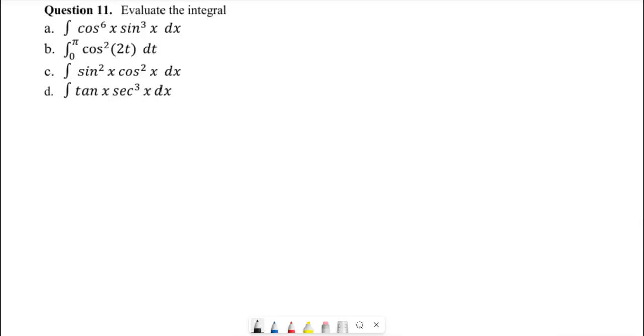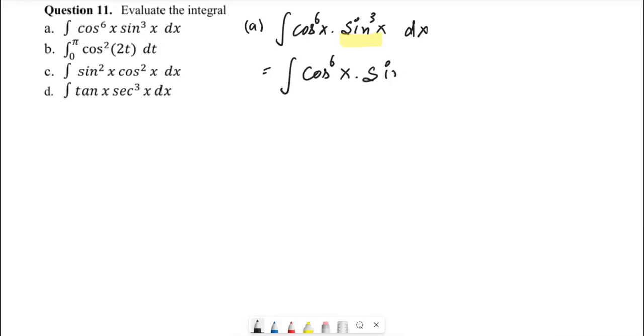Let's look at the first question. It's the integral of cosine power 6x times sine cube x. Whenever we have an integral where sine has an odd power, the method which works is you can peel off one sine.